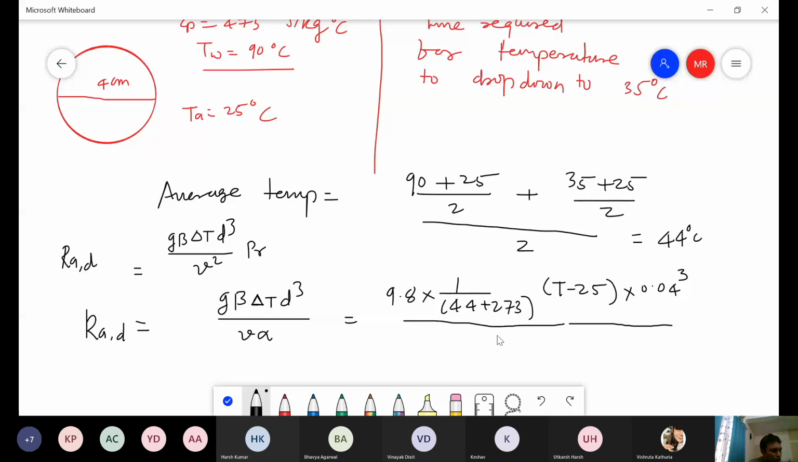So now the kinematic viscosity is already given, that is 1.75 into 10 raised to power minus 5, squared, into Prandtl number. In this case the Prandtl number is given, that is 0.695. So calculate the Rayleigh number in terms of T minus 25. Calculate the Rayleigh number.